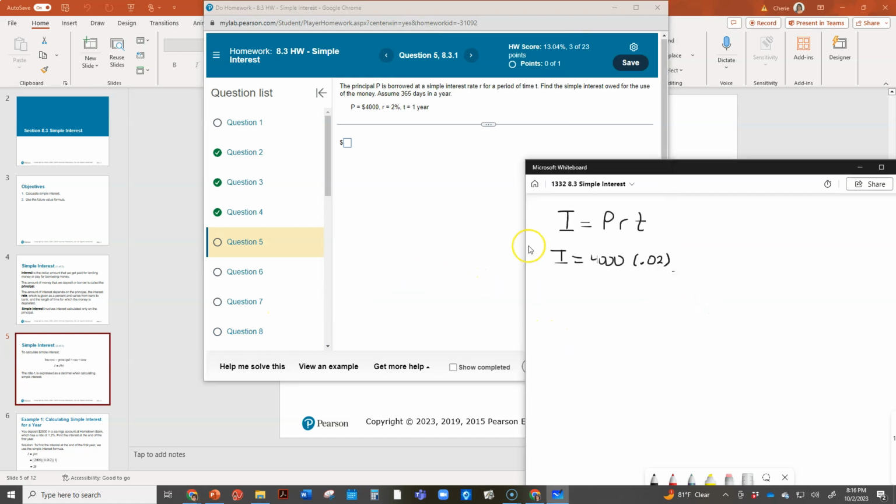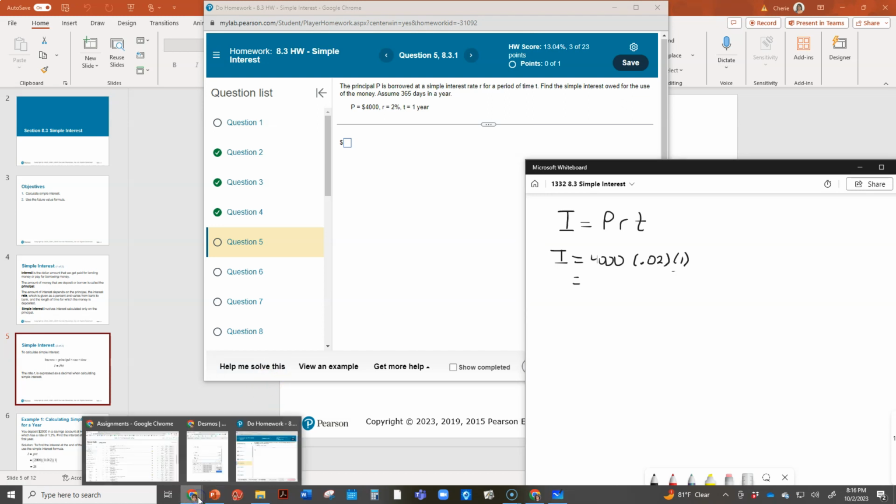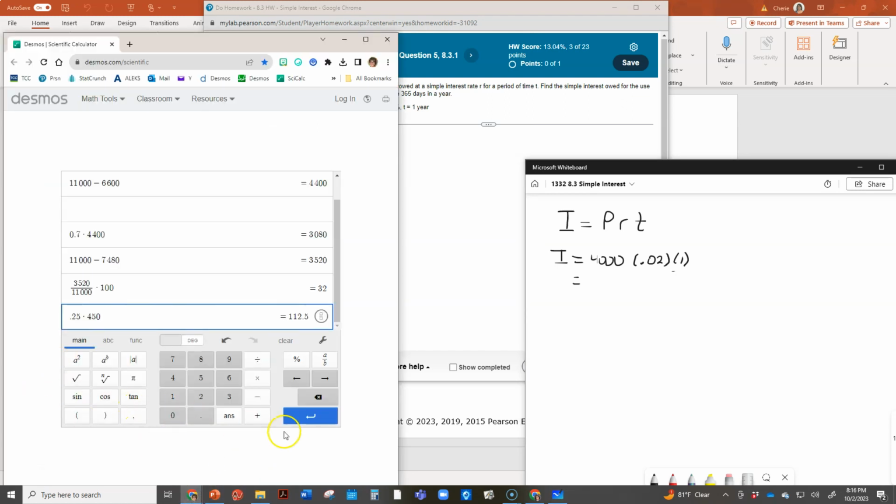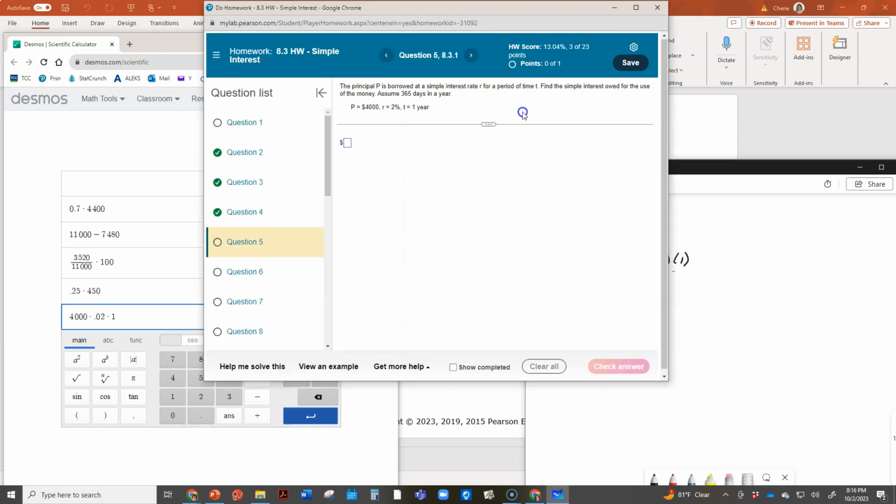So this would be times 1. And again, that would just be a calculation. 4,000 times 0.02 times 1. So that would be $80. So what did you do? Find the simple interest owed for the use of the money. So I guess you're borrowing that money. So when you pay it back, you can't pay back 4,000. You borrowed 4,000, but you have to pay back 4,080.